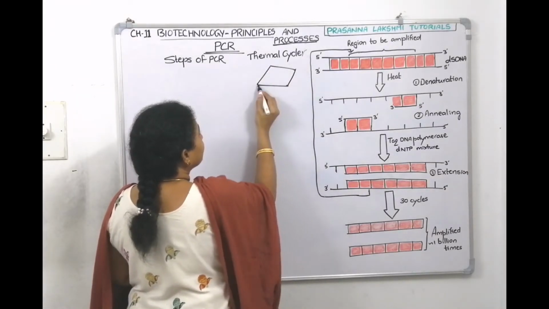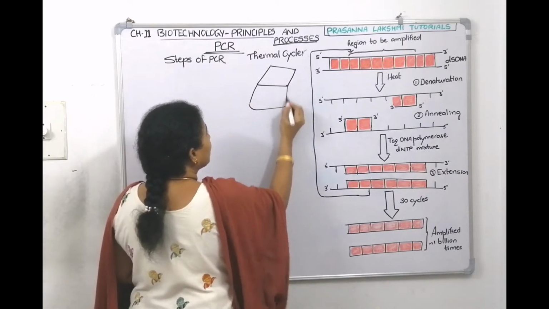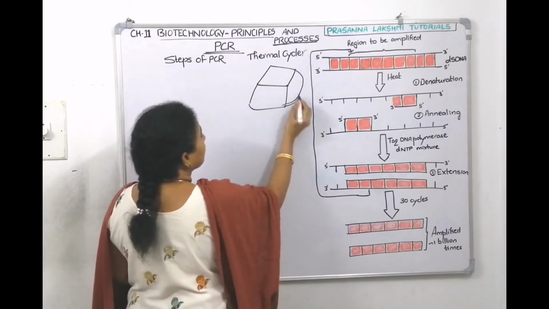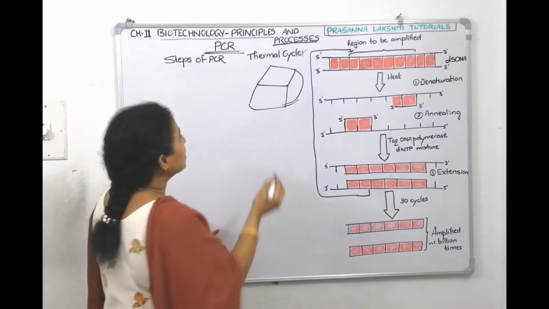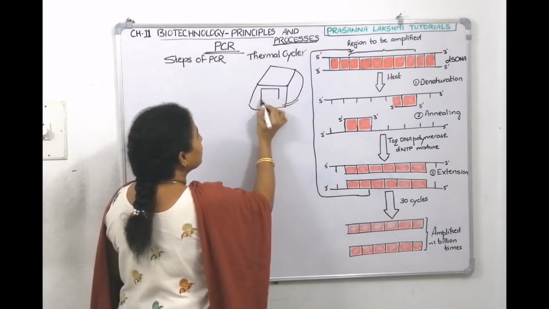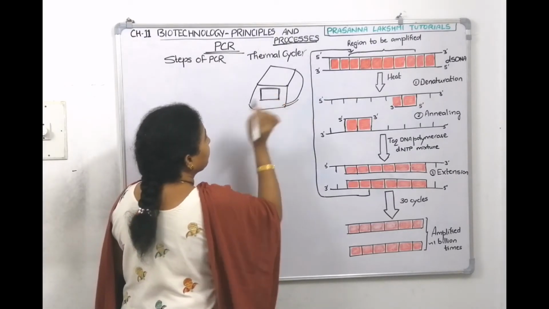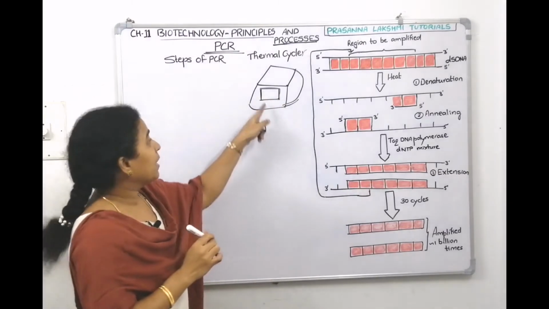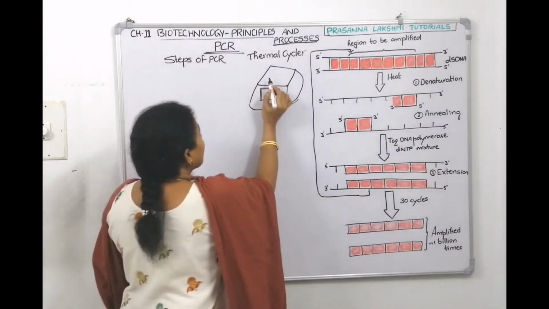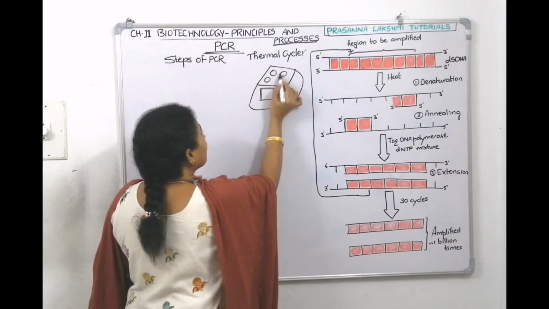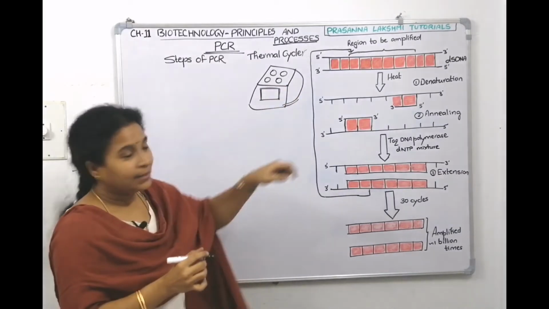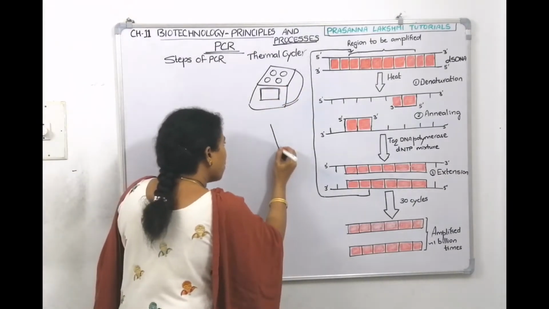it has a lid. It will be a box like this. So the machine is a box like this, and here you have a display. When you open the lid, inside you have places where you can keep your containers. Now we will take a small Eppendorf.